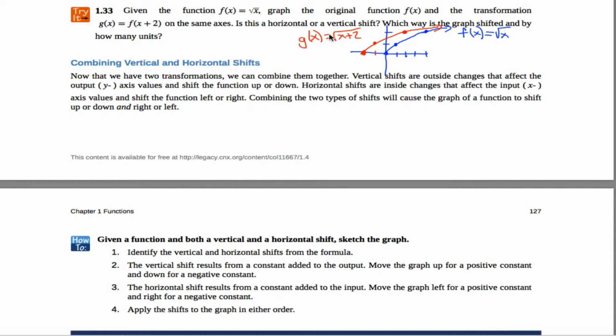It's moving things left or right, and that's because we're affecting the x coordinate. It's not the square root of x, which is the y coordinate, plus 2. It's the square root of x plus 2, so we're affecting the x coordinate. Which way is the graph shifted? Well, as you can see, it's shifted to the left by 2 units.